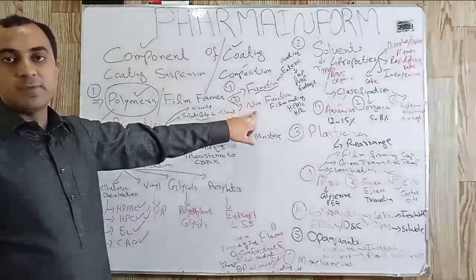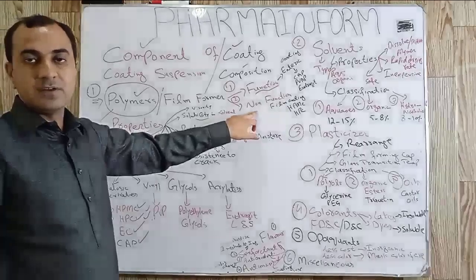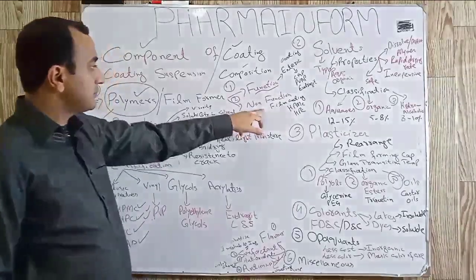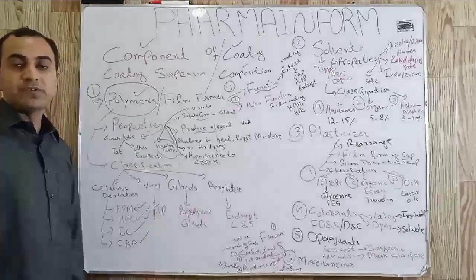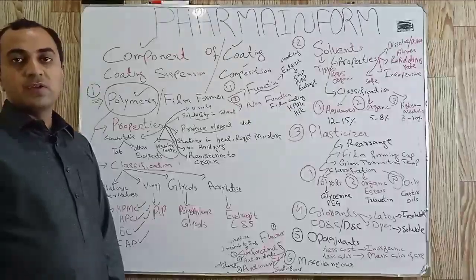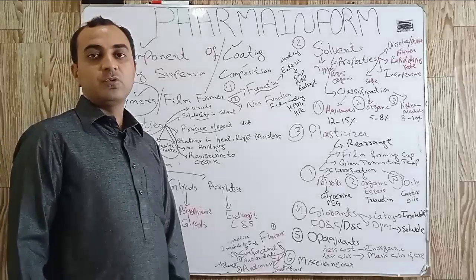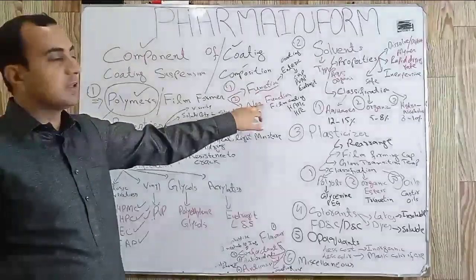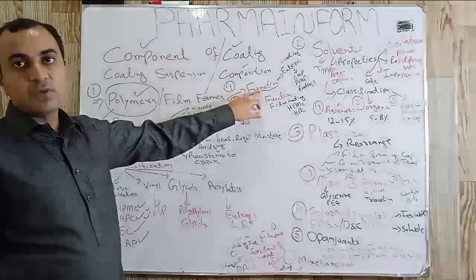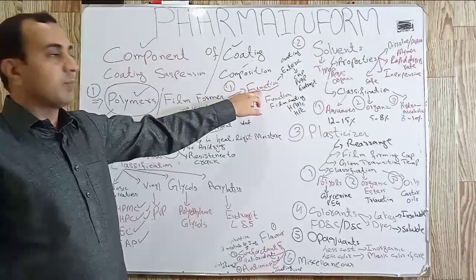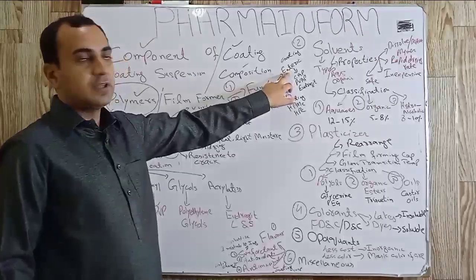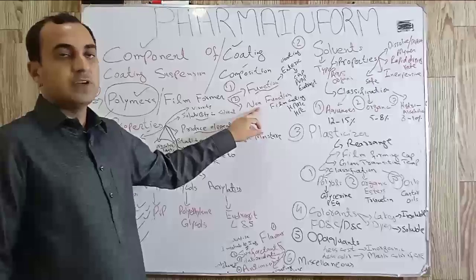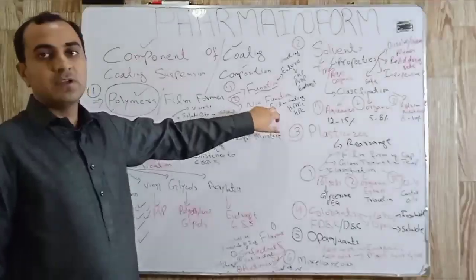If we are using a polymer which does not affect the release of our drug, that type of coating is known as non-functional coating. So on the basis of the polymer used, we divide our coating system into two types. In functional coating, the release of our API is extended or modified, like in enteric coating, and in non-functional coating there is no effect of the polymer on the drug release, like film coating.